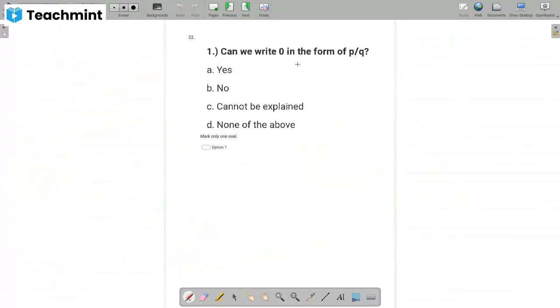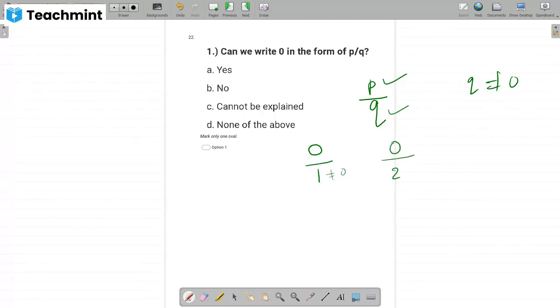Can you write 0 in the form of p by q? Yes, we can write 0 in the form of p by q, because here we have a condition: a rational number is one which can be expressed as p by q, where p and q are integers and q should not be 0. The denominator should not be equal to 0. So 0 is an integer, but 0 can be written as 0 by 1, because 1 is not 0. 0 can be written as 0 by 2, 0 by 100, 0 by 1000, even 0 by minus 99. There are so many ways we can express 0 in the form of p by q. So the correct answer is yes, and the correct option is option A.